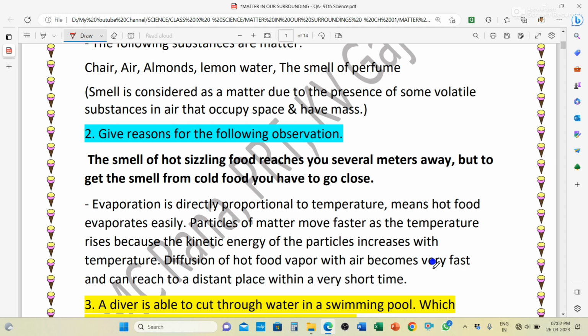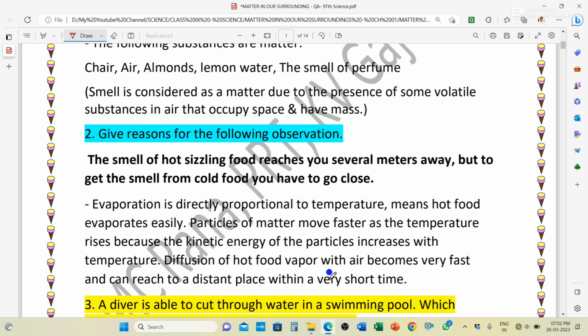So all these situations favor this phenomenon that hot sizzling food reaches you several meters away. Even if you are several meters away, the smell of hot sizzling food will reach you. But the smell of cold food will not reach you.